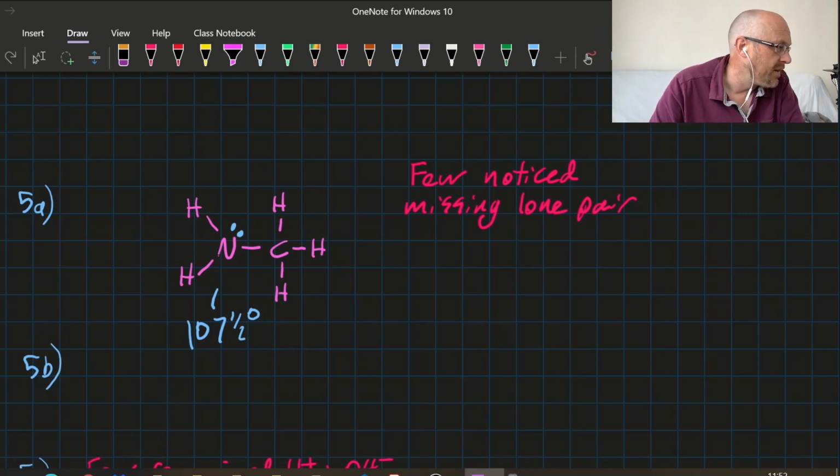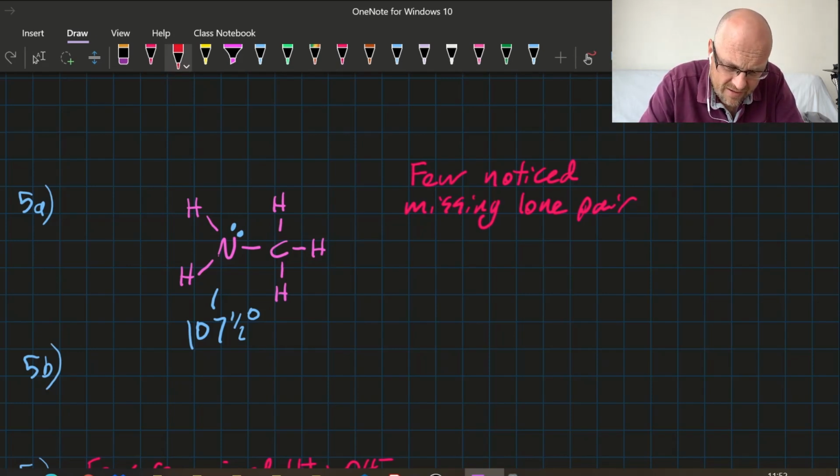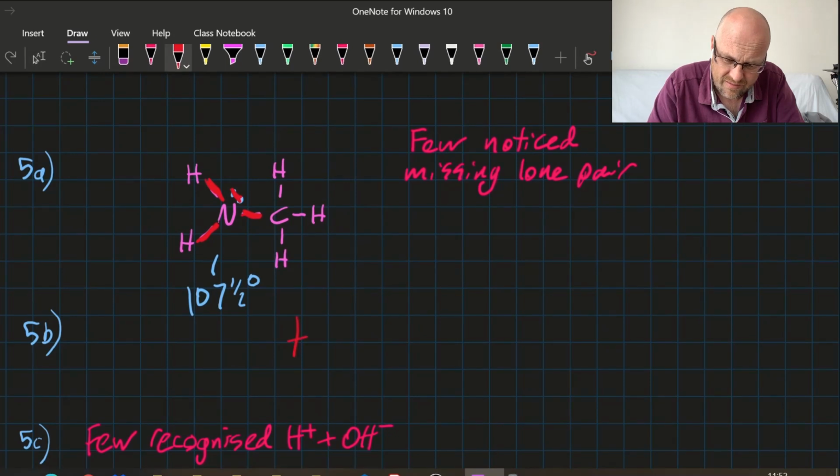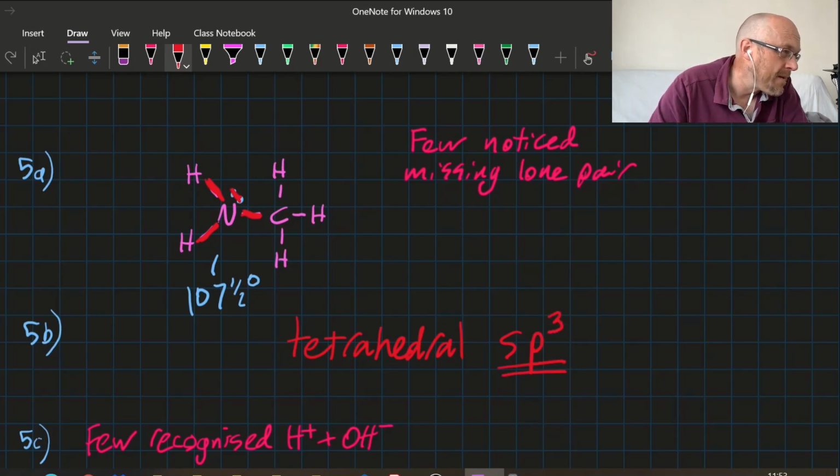Next question. The electron domain geometry around the nitrogen atom and its hybridization. So not the bonds, not the shape of the molecule, the electron domain geometry. Well, I can see 1, 2, 3, 4 electron domains. So the geometry is going to be tetrahedral. And the hybridization, well, I don't see any pi bonds there, so that's going to be sp3. Is that right? Tetrahedral sp3. Great.